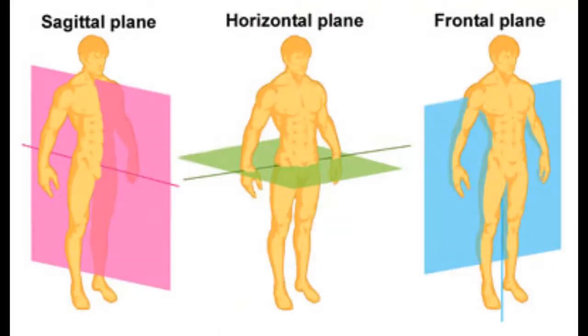The sagittal plane divides the body into left and right halves. The movements in the sagittal plane are flexion and extension. The frontal plane divides the body into front and back halves. The movements of the frontal plane are adduction and abduction.